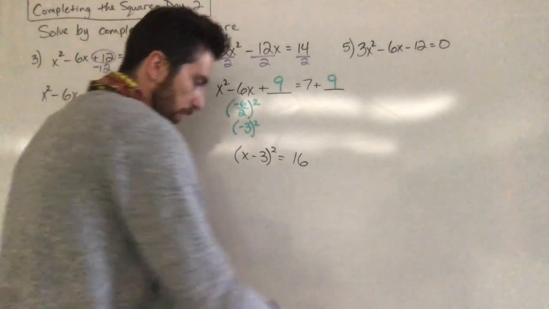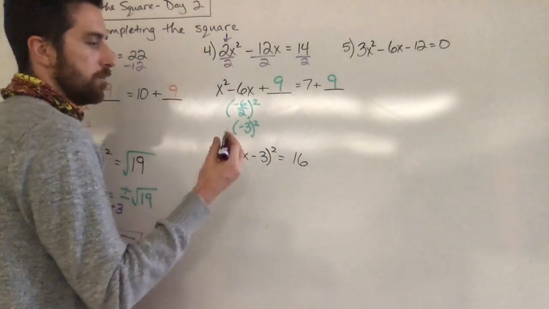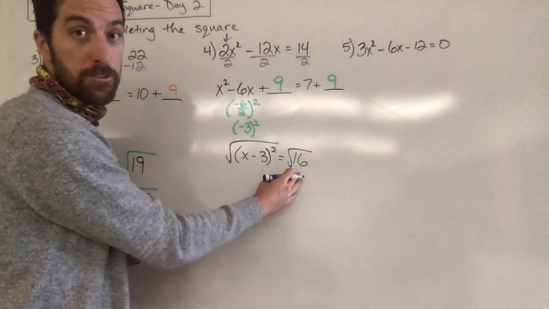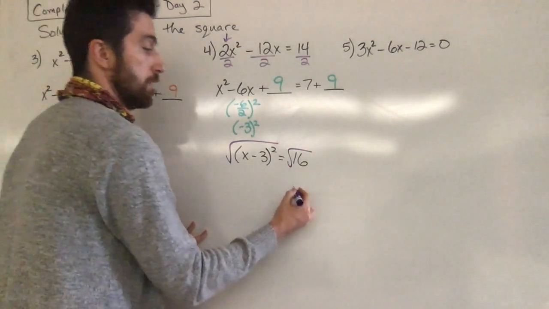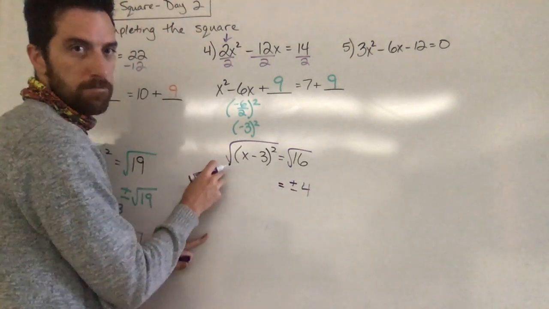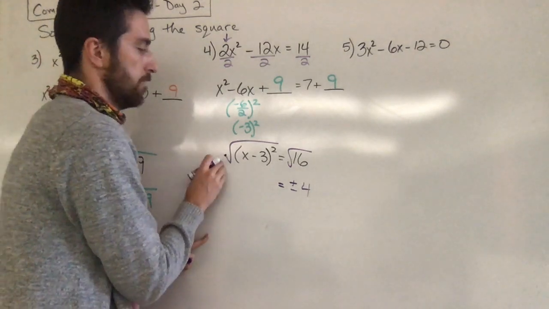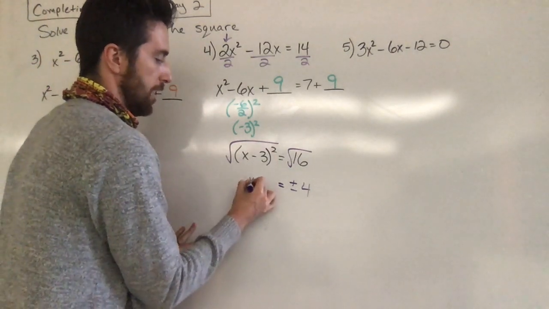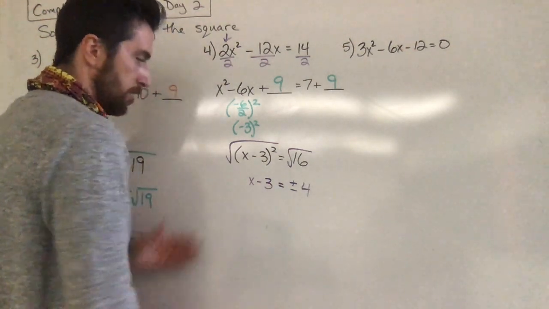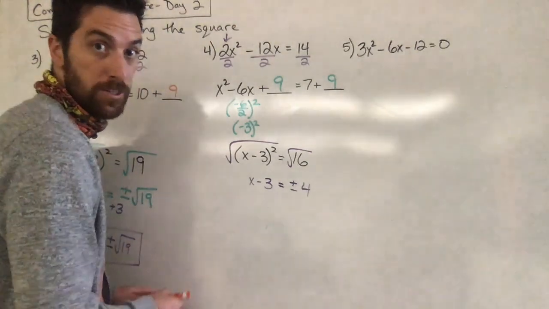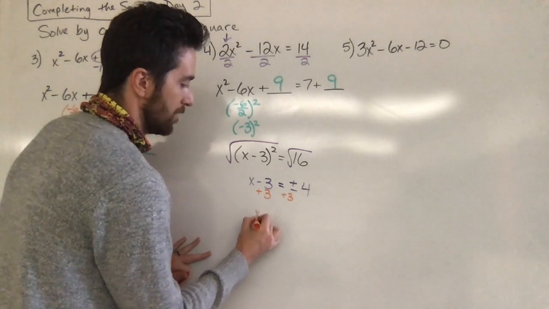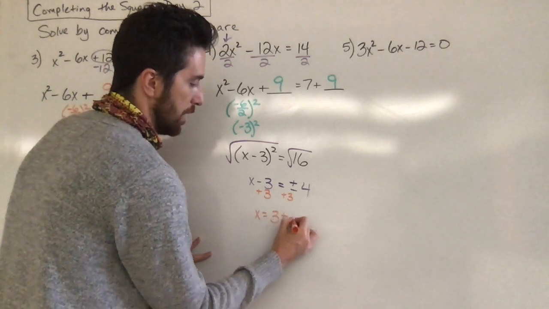We undo the squarage by square rooting both sides. 16 is a perfect square. It's 4, but remember we have to say plus or minus 4, positive or negative 4. And then the left side, the radical and the square just cancel out, so it's just x minus 3 equals plus or minus 4. Now, how do we get rid of that minus 3? We add 3 to both sides. Plus 3, so we will have x equals 3 plus or minus 4.